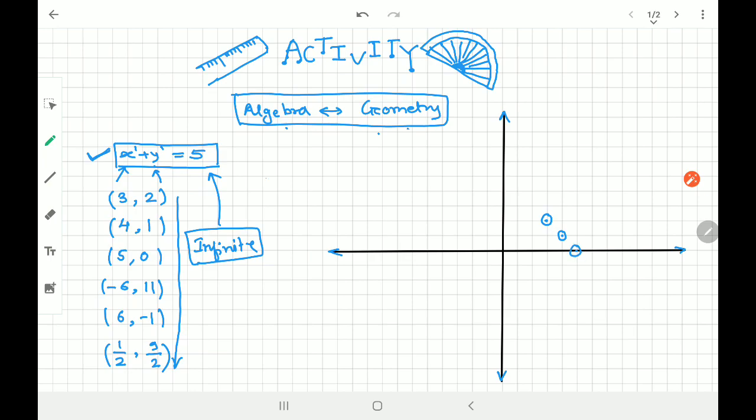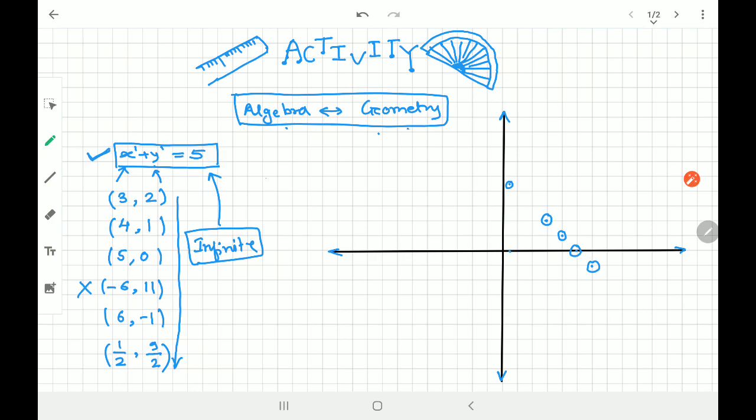Minus 6 comma 11, I don't know whether it is possible to fit into this, but still I'll check. Minus 6, no, it's not possible. It is too long, too far away. Okay, so let's cancel this right now. 6 comma minus 1, 6 from 1 2 3 4 5 6, 6 comma minus 1 is here. Half and 9 by 2, 9 by 2 means 4.5, half means 0.5, so half is here. 4.5, where is 4.5? Somewhere here it will come, right?